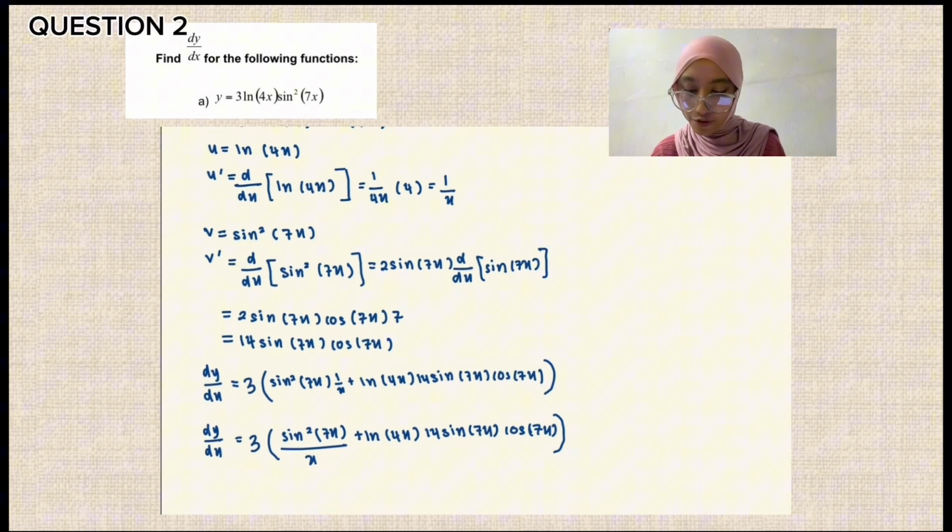So the final derivative is dy over dx equals 3 times the quantity sine square of 7x over x plus 14 ln 4x sine 7x cosine 7x. That completes our differentiation using both the product rule and chain rule.